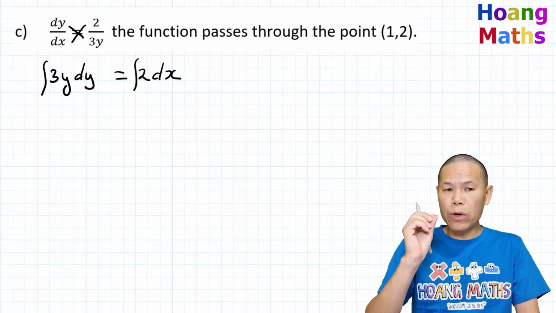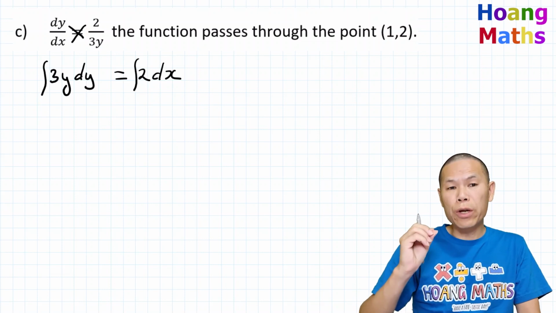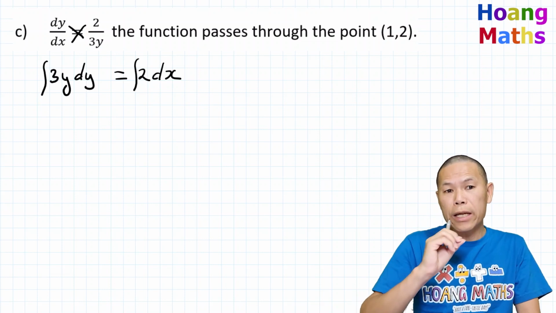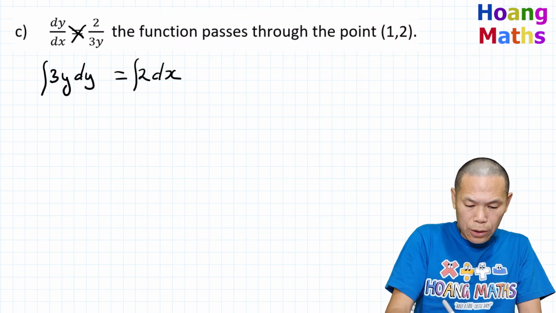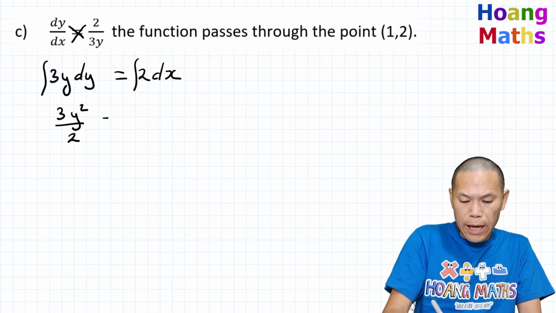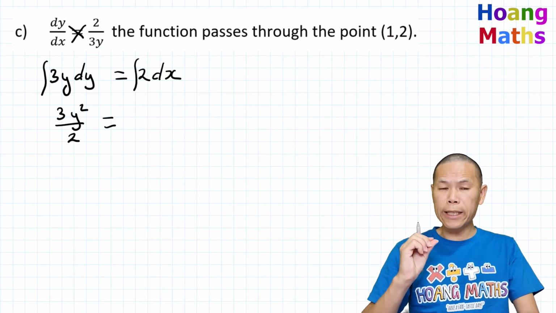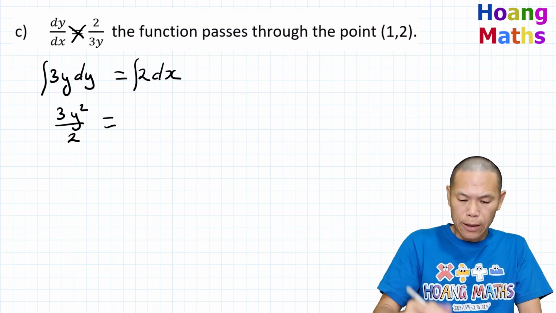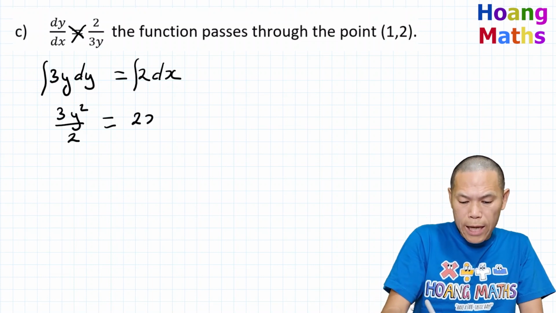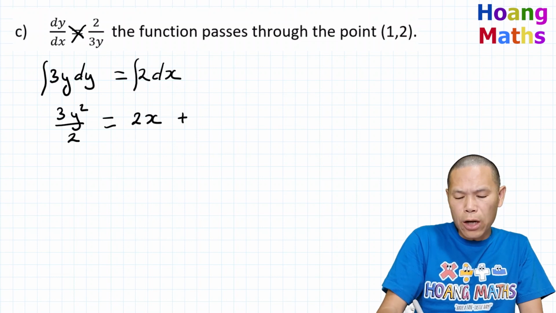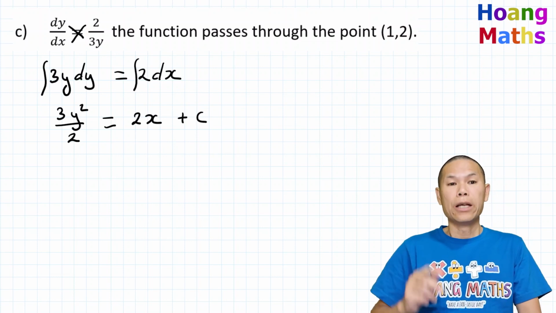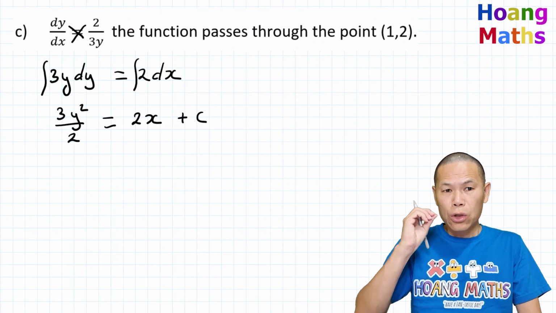Integrating 3y dy will give me 3y squared over 2. And then integrating 2 dx will give me 2x. And don't forget, we need to add a constant c at the end. So what I do now is I just solve for c.